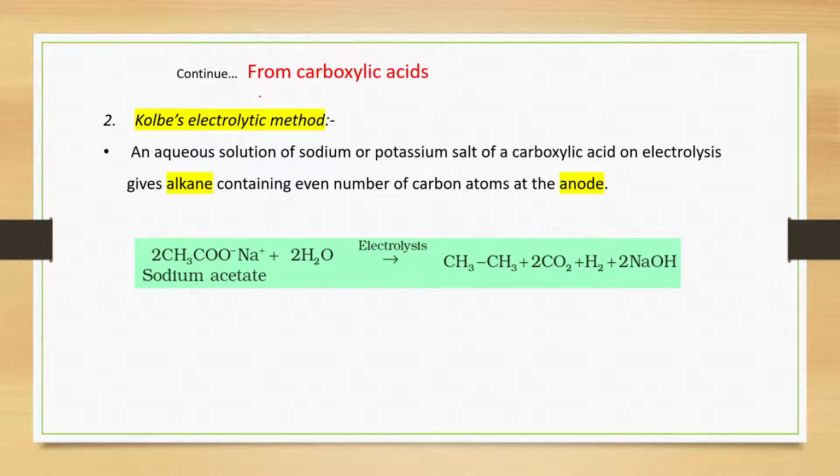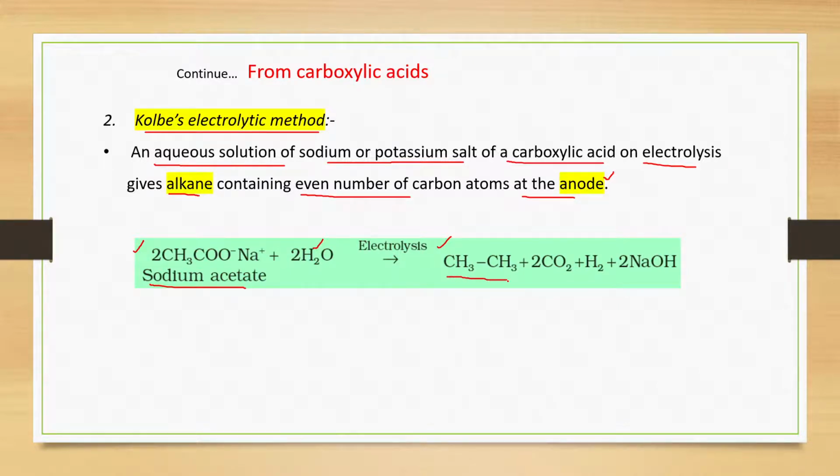From carboxylic acid, there is another method, Kolbe's electrolytic method. An aqueous solution of sodium or potassium salt of a carboxylic acid on electrolysis gives alkane containing even number of carbon atoms at the anode. Okay, alkane is liberated at anode. This is the overall reaction. This is sodium acetate, water, electricity is passed, that is electrolysis. Electrolysis means, lysis means breakdown. Electro means electricity. Breakdown by using electricity, you will get the CH3 plus CO2 plus H2 plus NaOH.